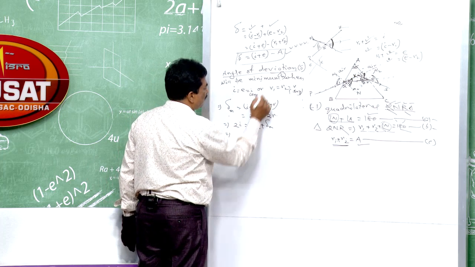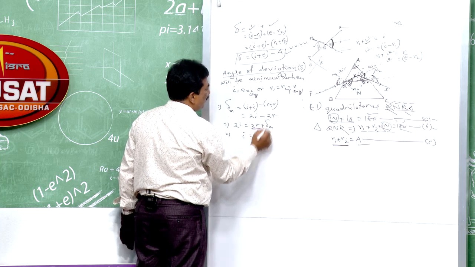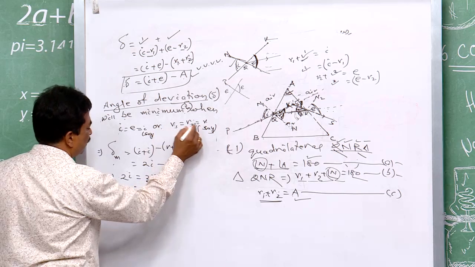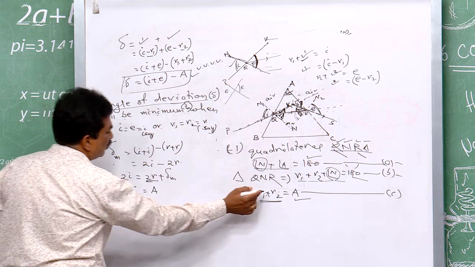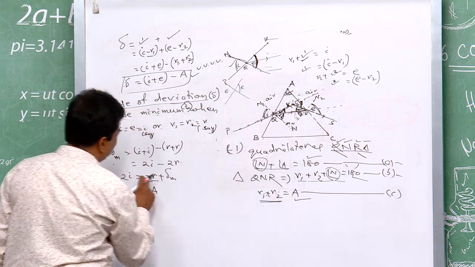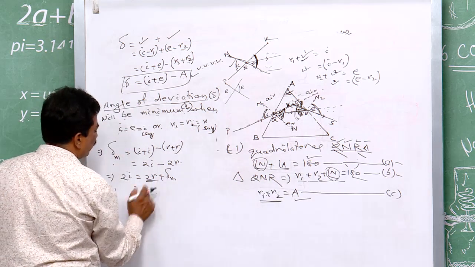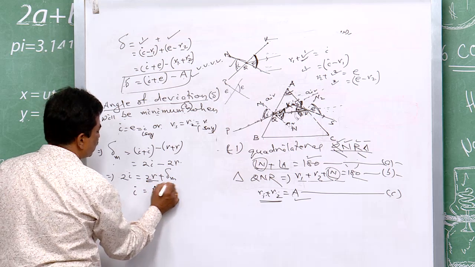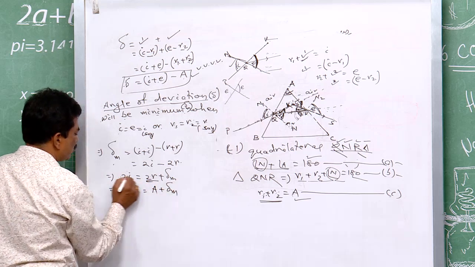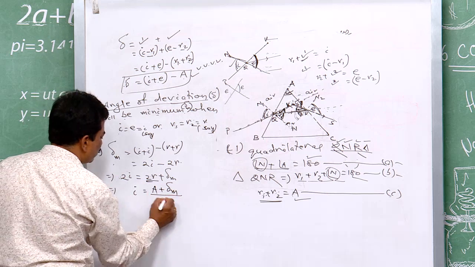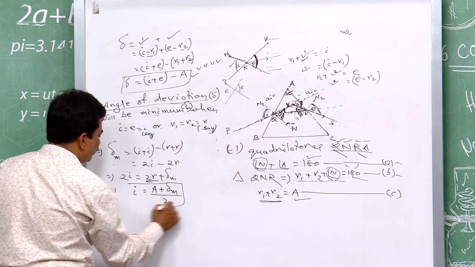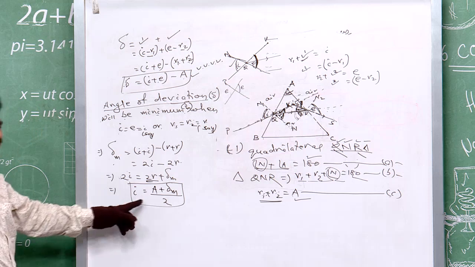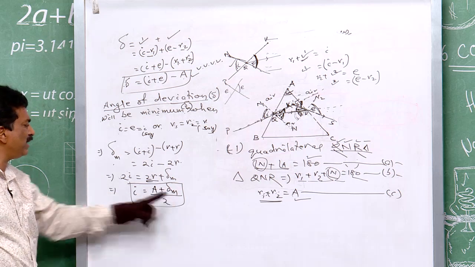And I is equal to... 2R is equal to how much? That is equal to A, because R1 plus R2 is equal to 2R. R1 plus R2 is equal to A. So this 2R that we have taken as A, plus delta M, that is equal to 2I. So I is equal to that by 2. So angle of incidence is equal to A plus delta M by 2.